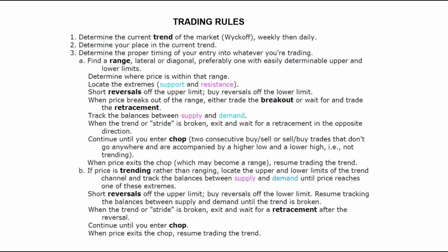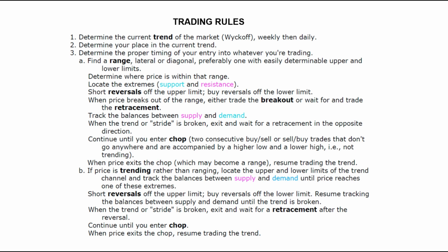Now, A would be find a range, that being either lateral or diagonal, preferably one with easily determinable upper and lower limits. Determine where price is within that range. Locate the extremes, which would be called support and resistance. You would then short reversals off the upper limit or buy reversals off the lower limit. When price breaks out of the range, either trade the breakout or wait for and trade the retracement. Track the balances between supply and demand using the lines we talked about in the course. When the trend or stride is broken, exit and wait for a retracement in the opposite direction.